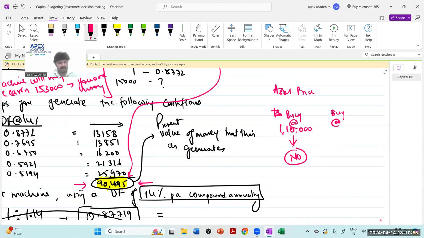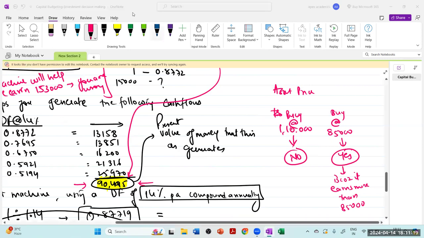Will you buy at 85,000? Yes. Why will you buy it at 85,000? Because it earns more than 85,000. You understanding what I'm trying to say? Yes or no? It earns more than 85,000.